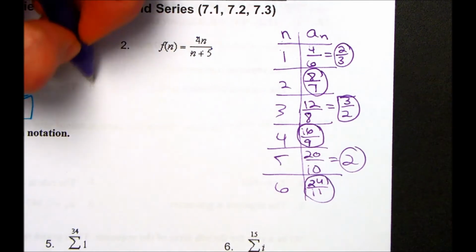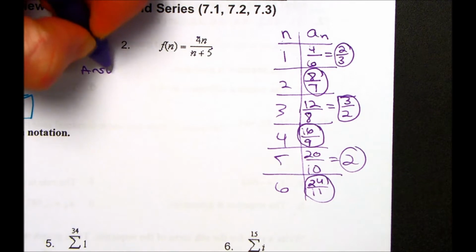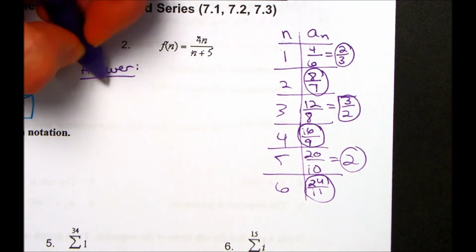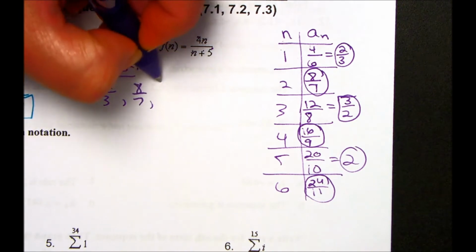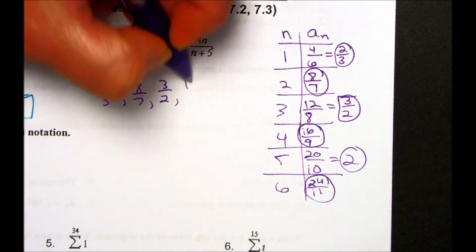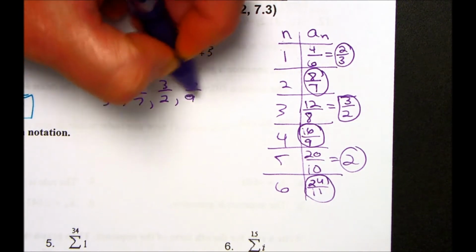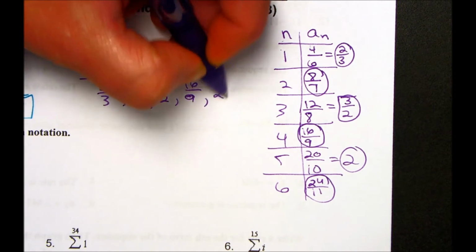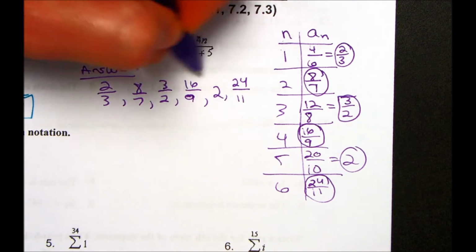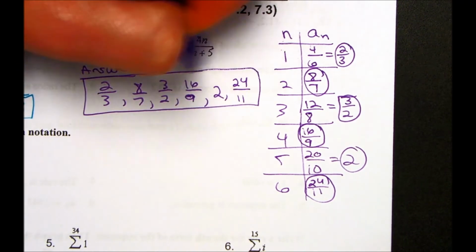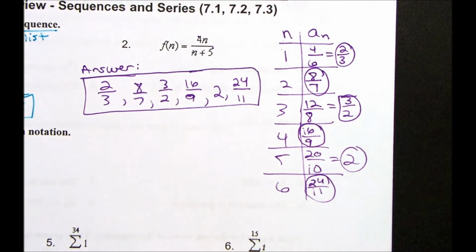So your answer is the list, not the sum. So it's 2/3, comma 8/7, comma 3 halves, comma 16/9, comma 2, comma 24 over 11. So that is how you write your answer.